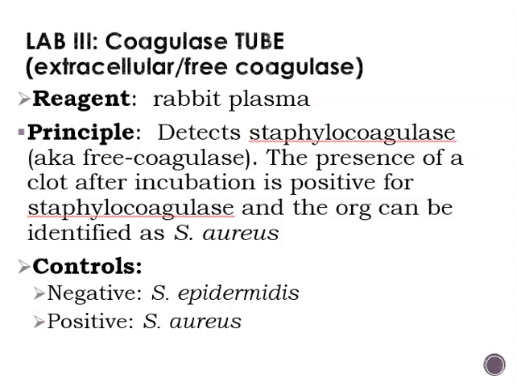The coagulase tube test is a little bit different. You use the same reagent, which is rabbit plasma, but it does require an incubation step. And then the tube coagulase test, remember, we're testing for extracellular or free coagulase. It detects staphylocoagulase, and the formation of the clot is what's considered a positive reaction. Controls are the same.